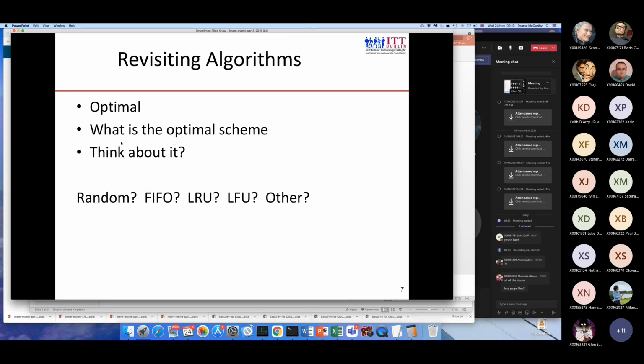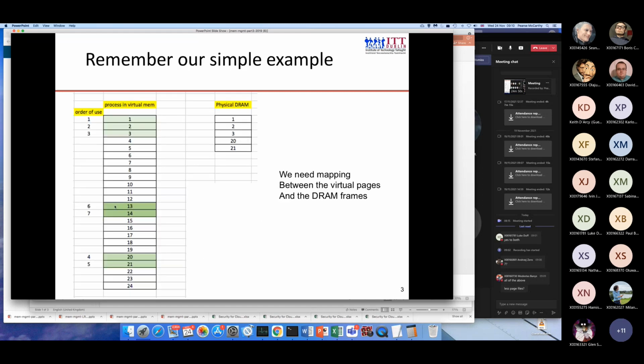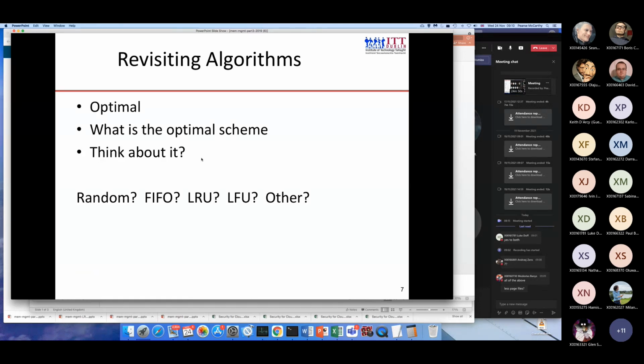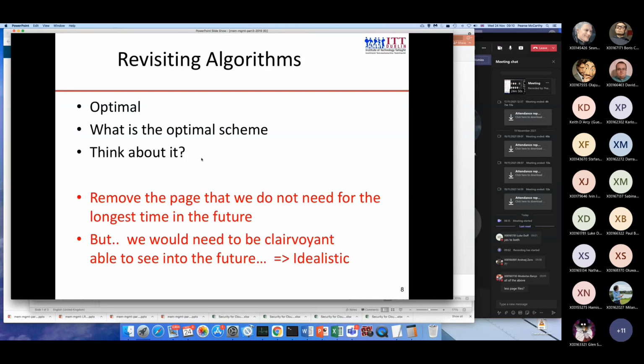What is the optimal scheme is the question we ask here. Is it one of these? Remember, is it random pages getting just picked? Any page in there, we throw it out? So in other words, would it be better to just pick any one of those at random and throw it out? Or FIFO, we talked about. LRU is very close to FIFO, and least frequently used is another one. So the optimal scheme is remove the page that we do not need for the longest time in the future. That's a very strange sentence.